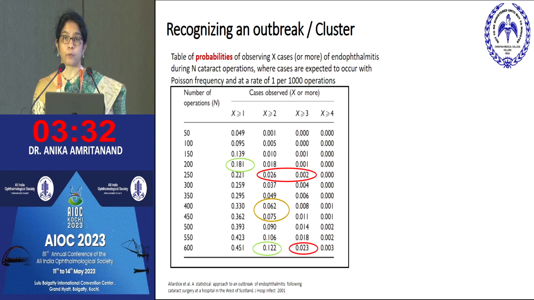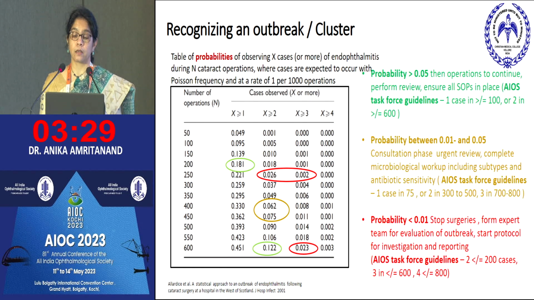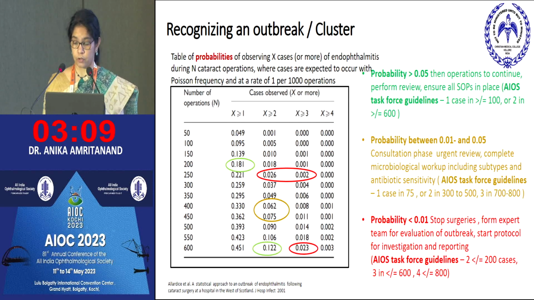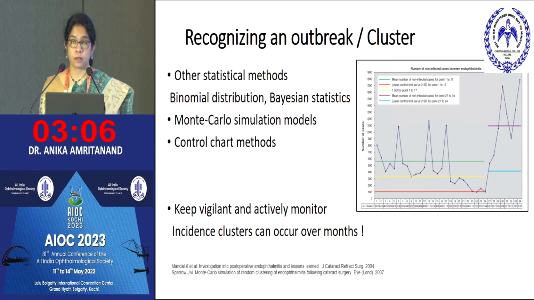So these numbers are actually probabilities, and this gave us the classical traffic light system, which says that if the probability of your infections happening at a sporadic rate is less than 0.01%, that is your indication for an emergency. You stop surgeries, you form an expert team, and start a full-blown evaluation. There are other methods which could be used depending upon your milieu, depending upon the number of cases you operate. However, the take-home point is we need to be vigilant and actively monitor our incidents, because clusters have been known to even occur over months.